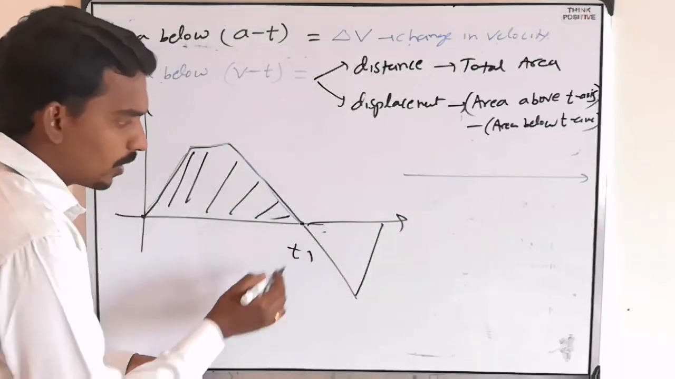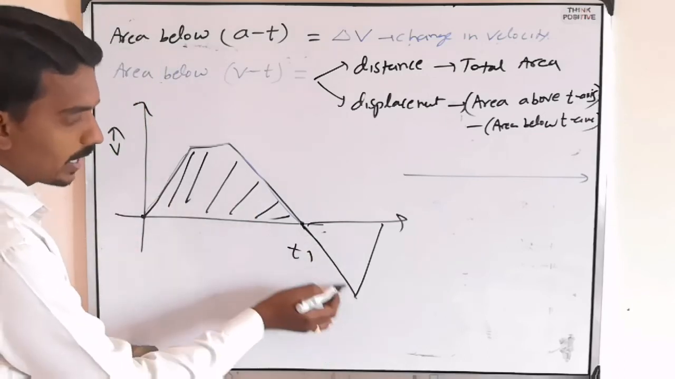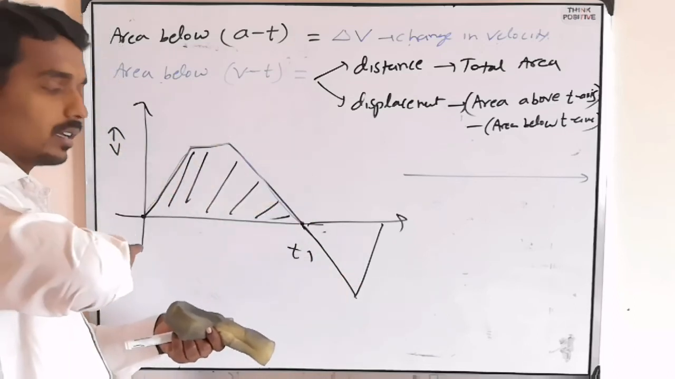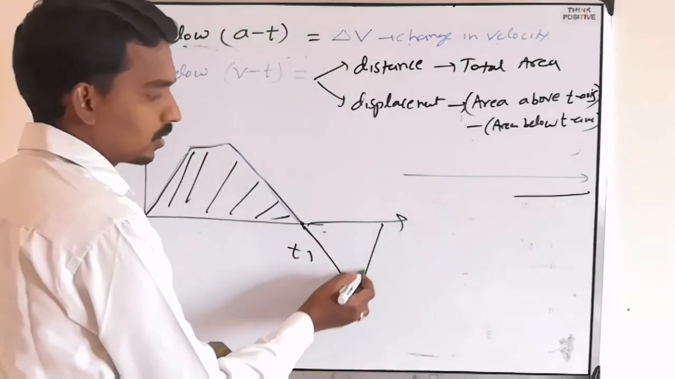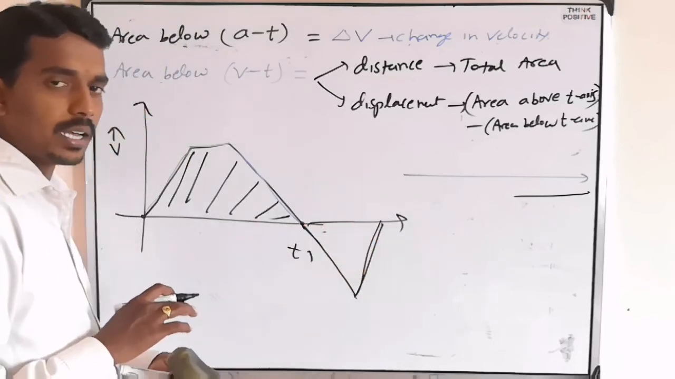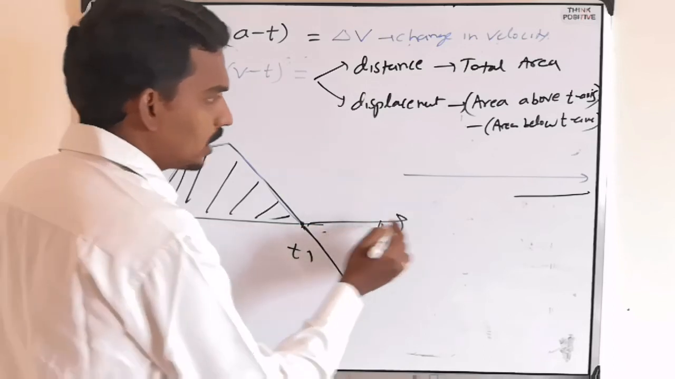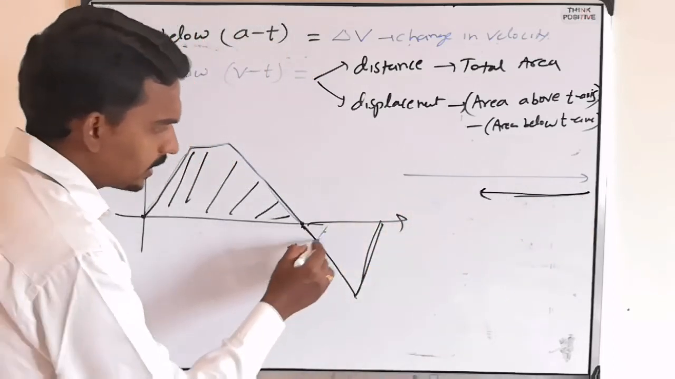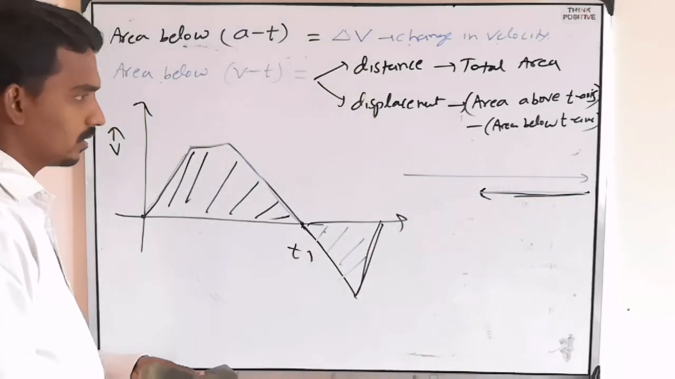Now here you stopped and the velocity again increases, but negative. Negative means what? Opposite direction. Now the particle is coming in the opposite direction from here to here, because negative velocity means the direction of motion is reversed. Suppose the particle came here. Now if you find this area, you will get this length, this distance.